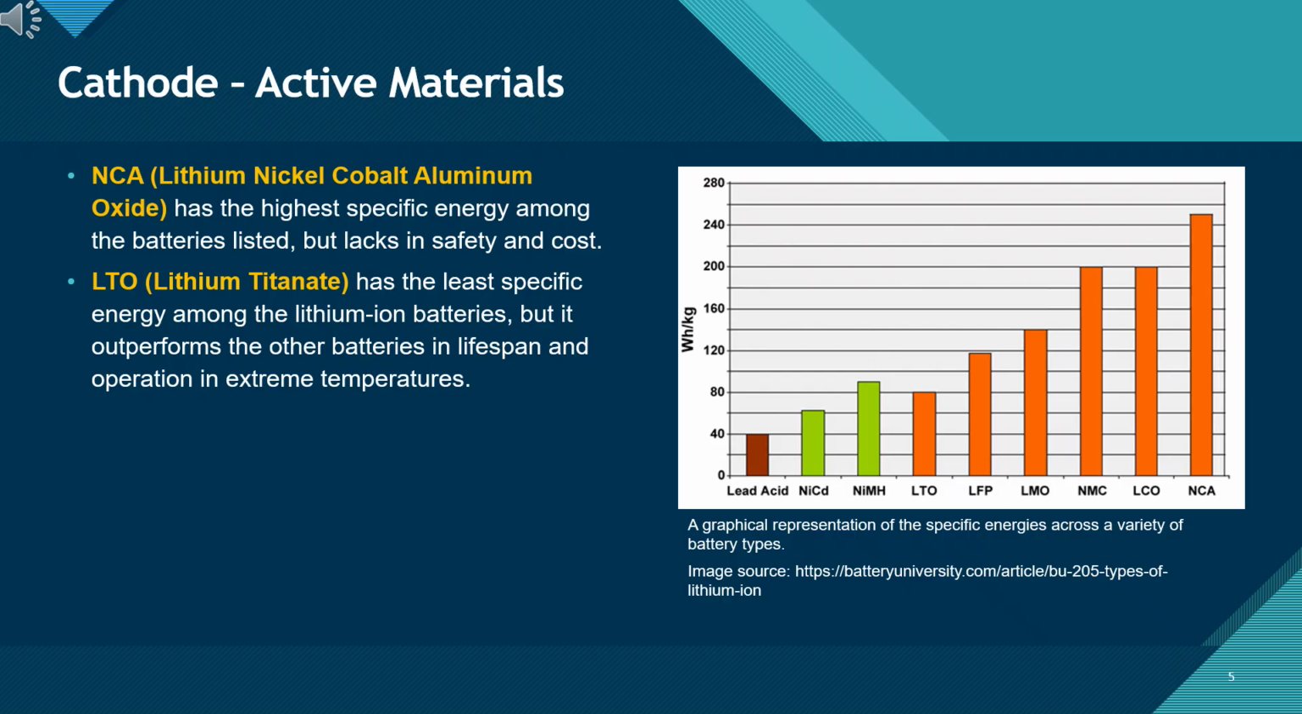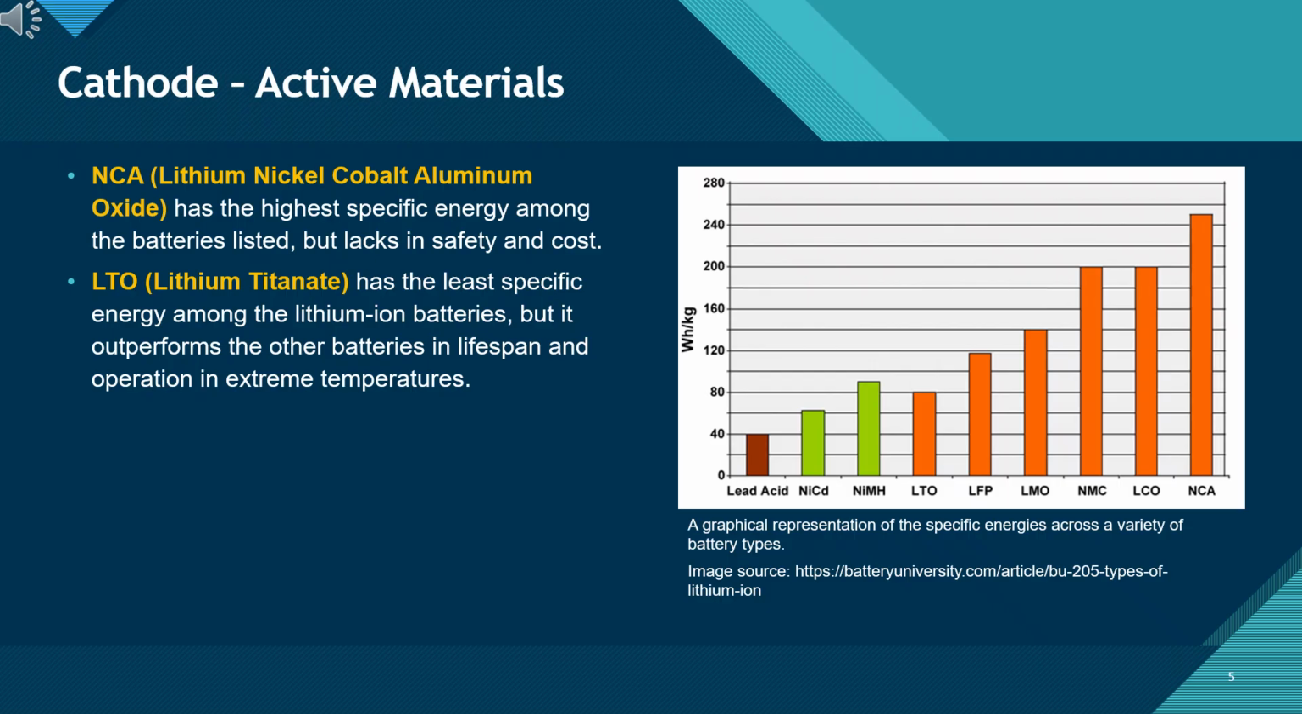Why do we have so many recipes? Because each one offers a different balance of performance. Let's take a look at the chart on the right. It compares specific energy, which is essentially how much energy a battery can hold relative to its weight. You can see that NCA, lithium nickel cobalt aluminum oxide, and NMC are at the very top. This high energy density is why they are often chosen for long-range electric vehicles.